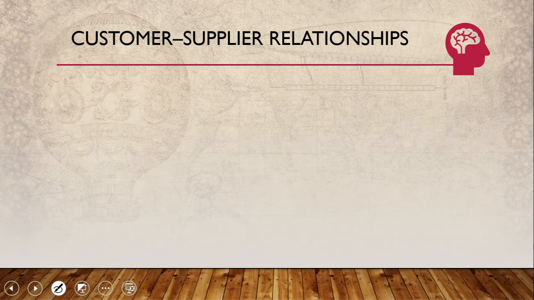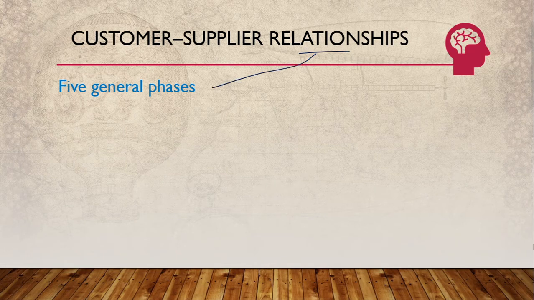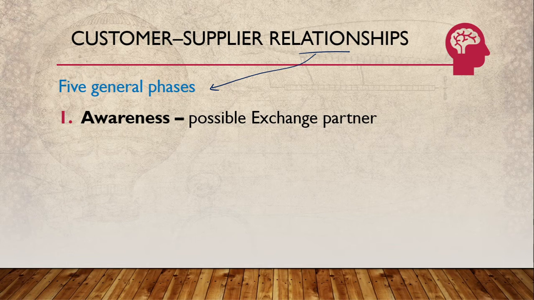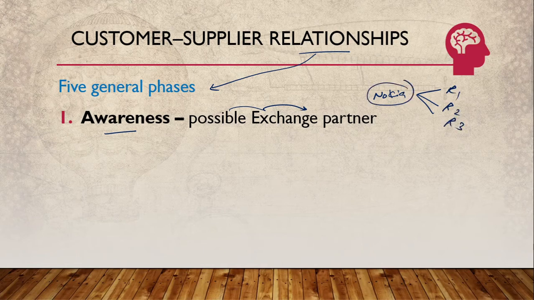Next, coming to the customer-supplier relationships. Any relationship will generally have 5 phases which are generally seen. The first one is the awareness. Here, the possible exchange partner. As I have just said, let's say Nokia is manufacturing mobiles. There will be so many raw material suppliers, R1, R2, R3. So what happens initially? Let's say the company Nokia is in contact with R1. Then it will purchase the product from this. So this is a new relationship.